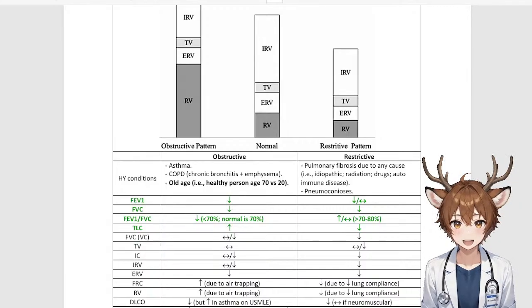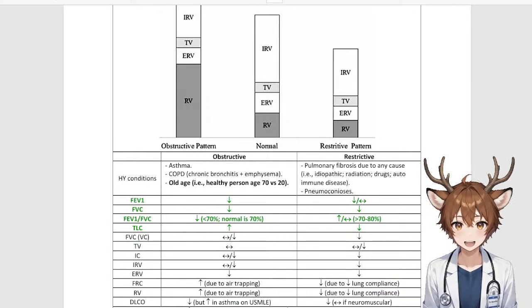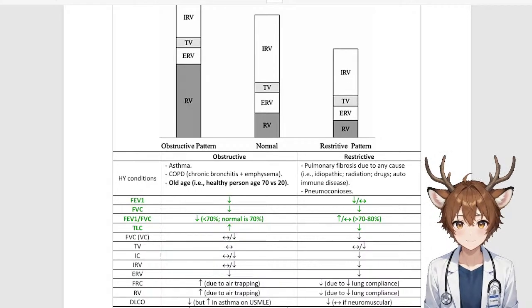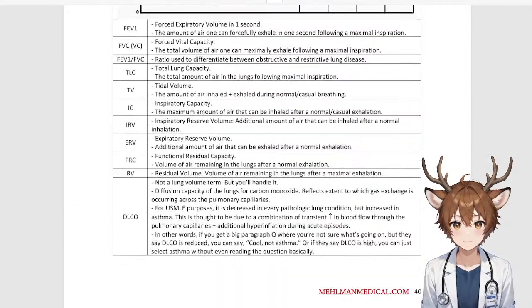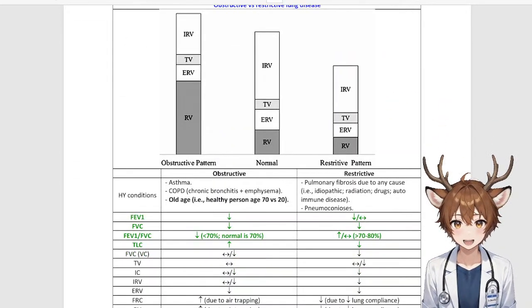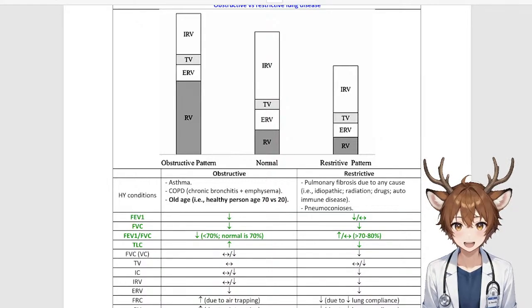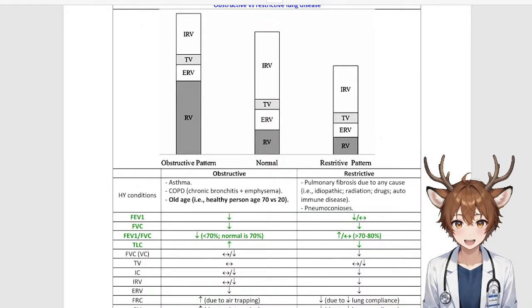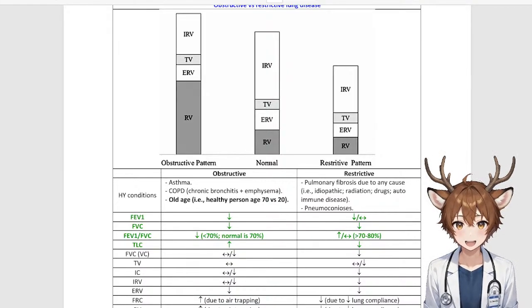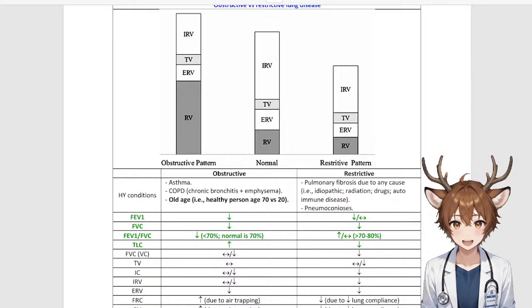What about restrictive types? Pulmonary fibrosis due to any cause, i.e. idiopathic, radiation, drugs, autoimmune disease, and also pneumoconiosis. FEV1 will be either around the same or will be lower. Forced vital capacity, am I saying that right? Forced vital capacity will be lower, and that's why there will be an increase in the FEV1 to FVC ratio, because the FEV1 is not meaningfully changed. Well, it might be slightly lower, but the FVC is significantly lower, and so the ratio is different. It's greater than 70 to 80%.